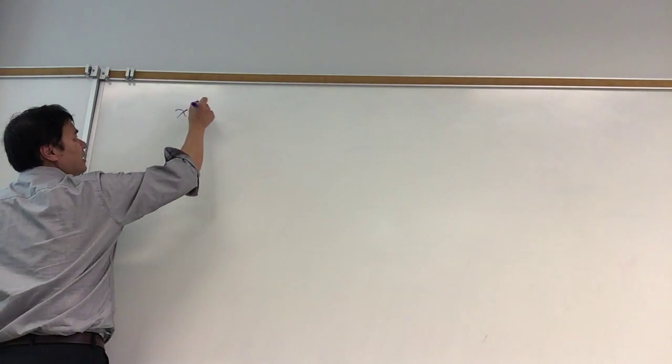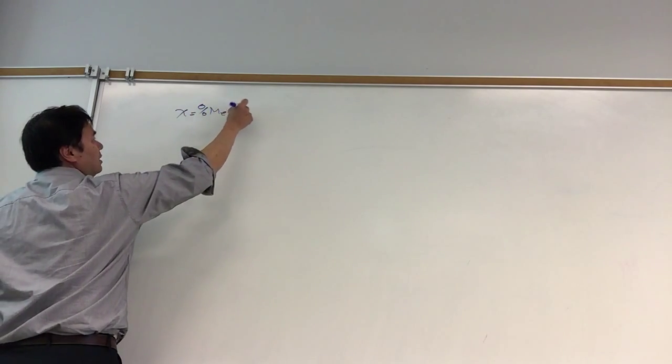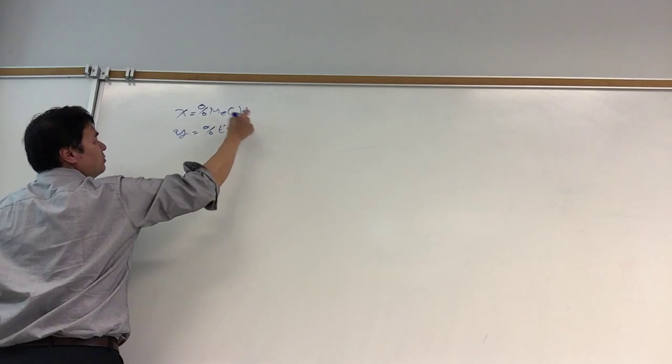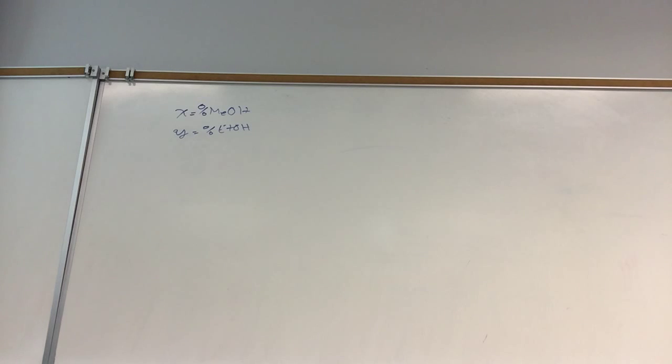So let X be equal to the percent methanol. Let's let Y equal the percent ethanol. And so we've got to figure out what X and Y are. And so we have two unknowns. We need how many equations? Two equations. So let's derive two equations for this. What's the first equation? What pops in your mind?